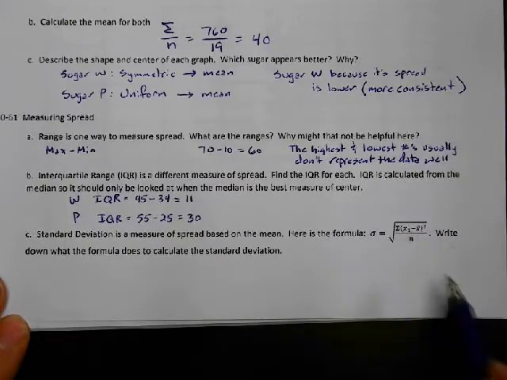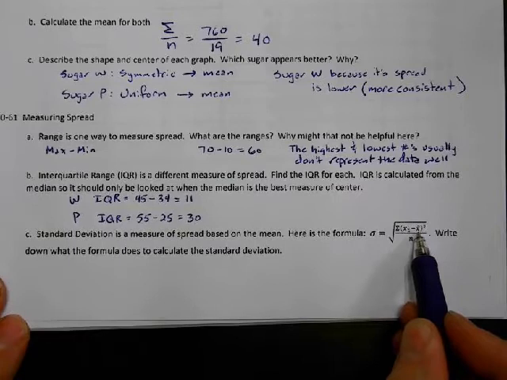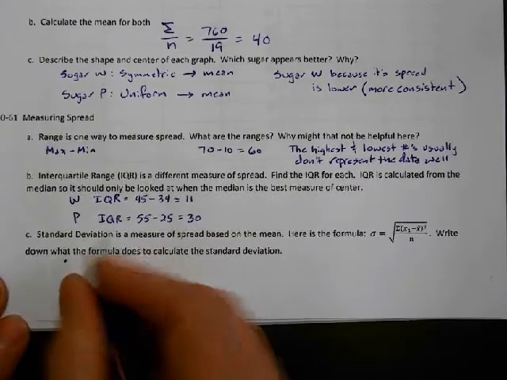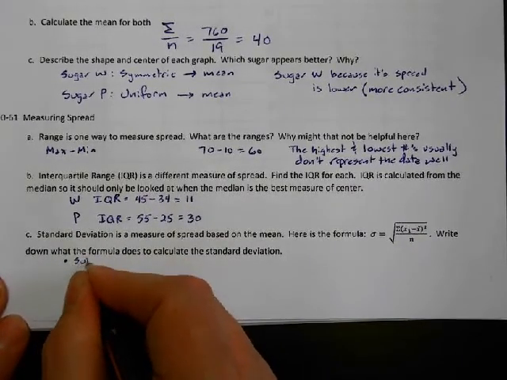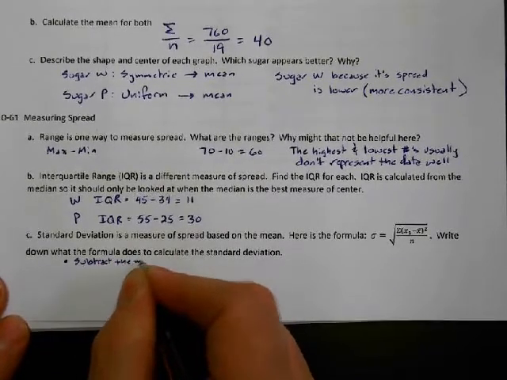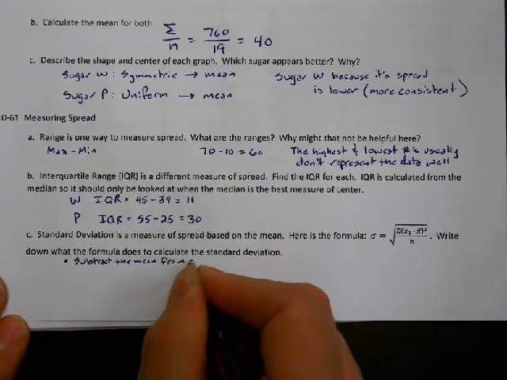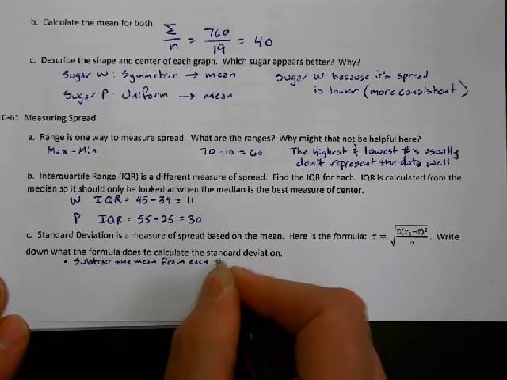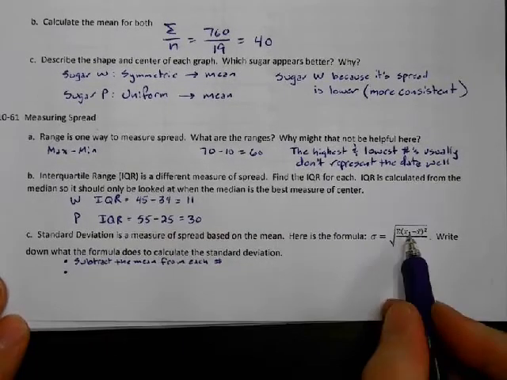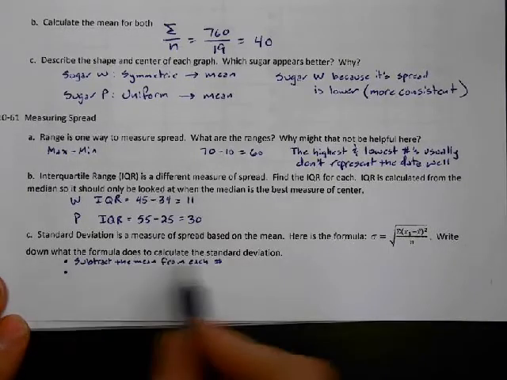And x1 is each number in your data set. So that's what x1 represents. X bar is the mean. So step one is you subtract the mean from each number. Step two, the next thing it says here is we're squaring that. So all of these differences that we've just made here, we're going to square them.